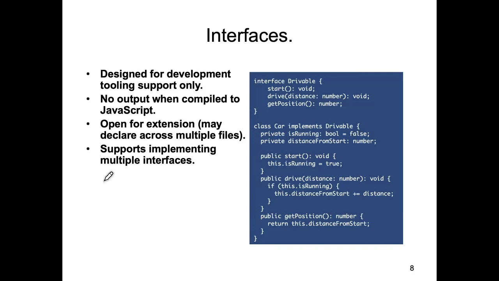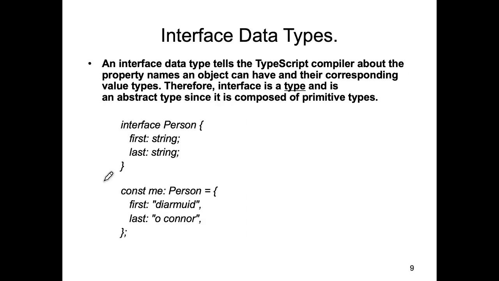So that's interfaces in the behavior sense. Now, the language also has, not sure why they didn't give us a different name, interface data types, and these are a very important part of the language. So what's an interface data type? I'm saying an interface data type tells the TypeScript compiler about the property names of an object and the values of those properties. So we're talking about objects here in the data sense.